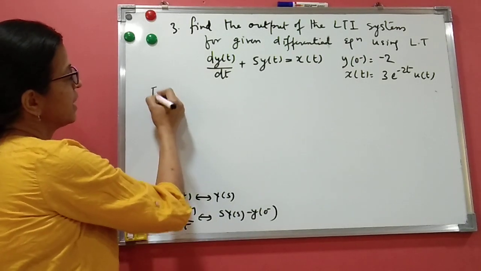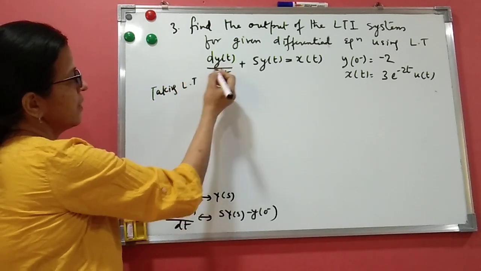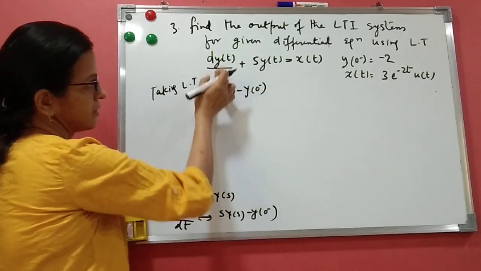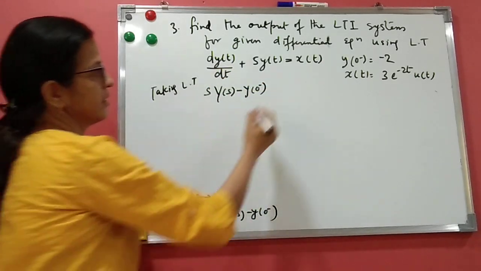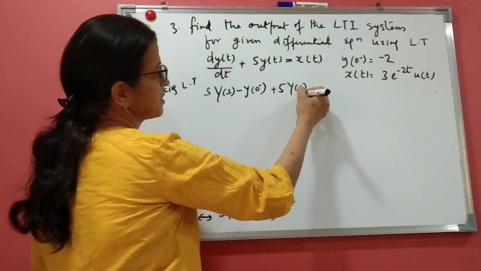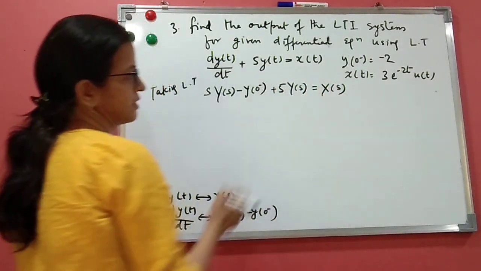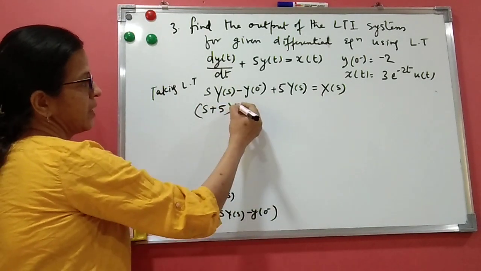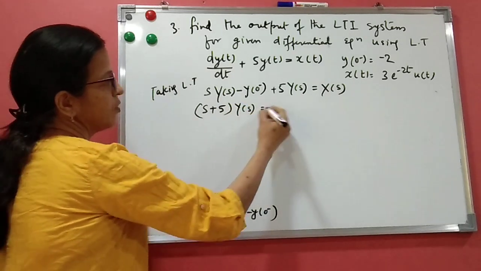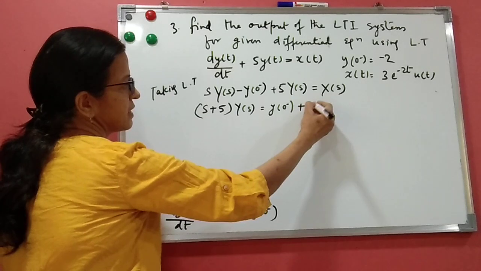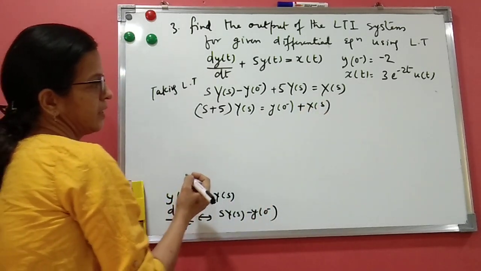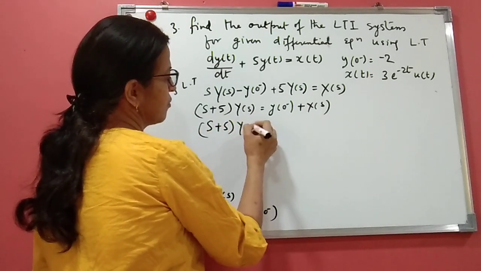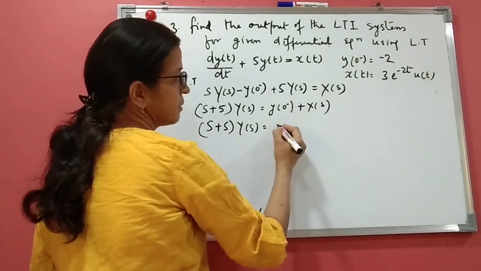Let us start. Taking the Laplace transform, I'll write down here sY(s) minus y(0) minus, the Laplace transform of dy(t)/dt, plus 5Y(s) equals X(s). So (s plus 5)Y(s) equals y(0 minus) plus X(s). So what is y(0 minus)? It is given as minus 2.